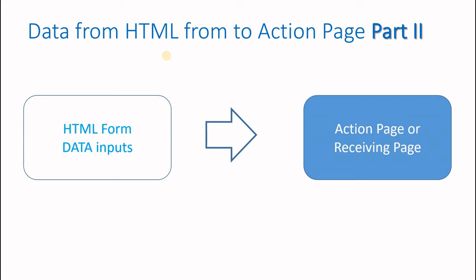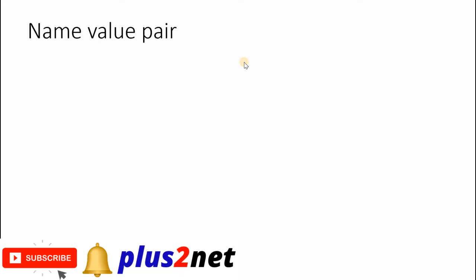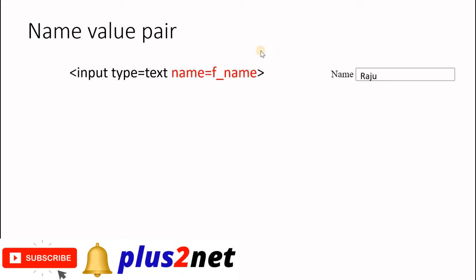Hi friends, in part 1 we have seen how we prepare an HTML form, its inputs, and how the form is submitted. Now in part 2 we will see how the action page is prepared and what data it receives. All the data we receive is in name-value pairs.